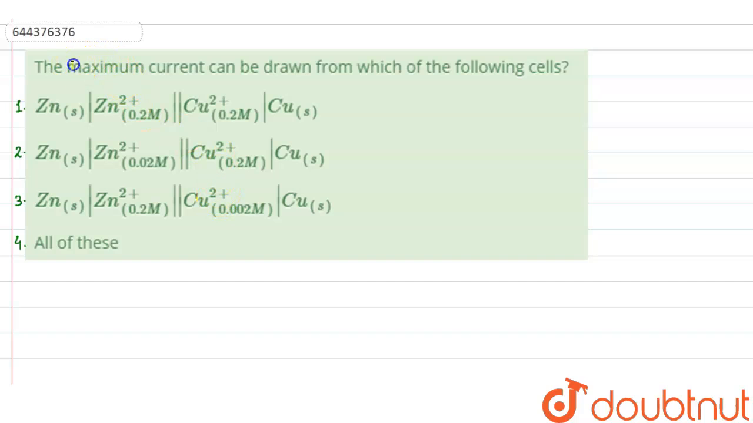Hello everyone, let us solve this question. The question says that the maximum current can be drawn from which of the following cells. In this question we are given three cells, and we have to tell in which of the cells the maximum current can be drawn.